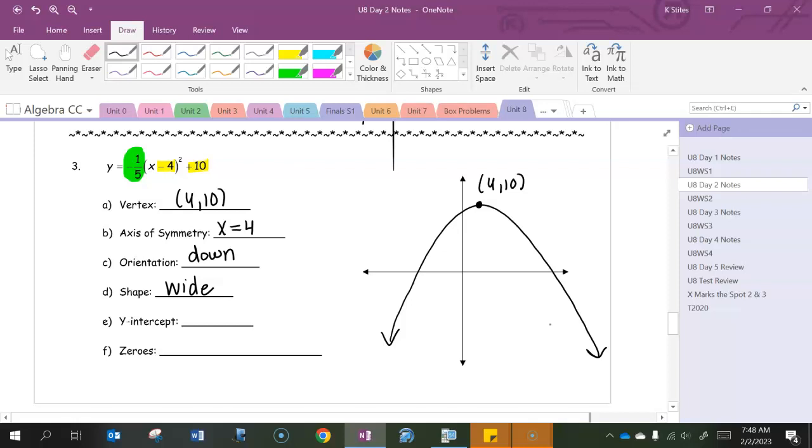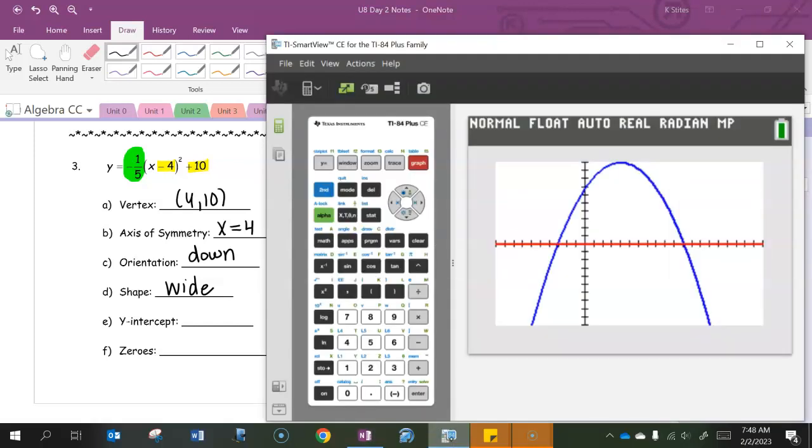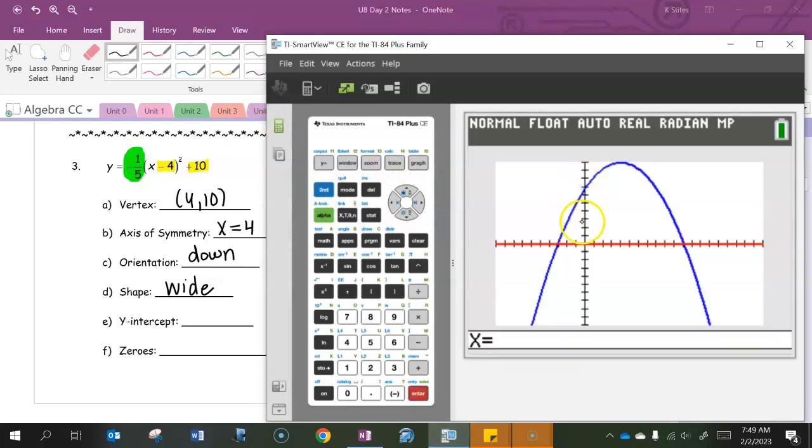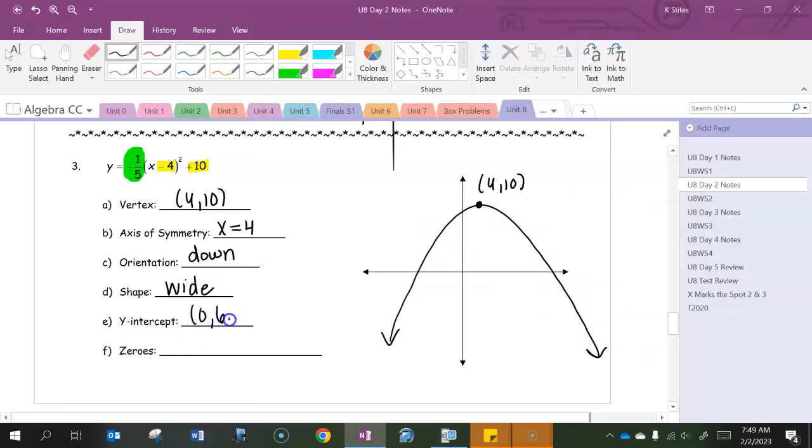Okay, so now we're going to find the y-intercept. Here's the new thing. You're going to go second trace, value is the first option, and our y-intercept is where x is 0. So go ahead, type that in, and it's going to jump straight to it. It's 0, 6.8. And you want to find that on your y-axis there and make sure you label it.